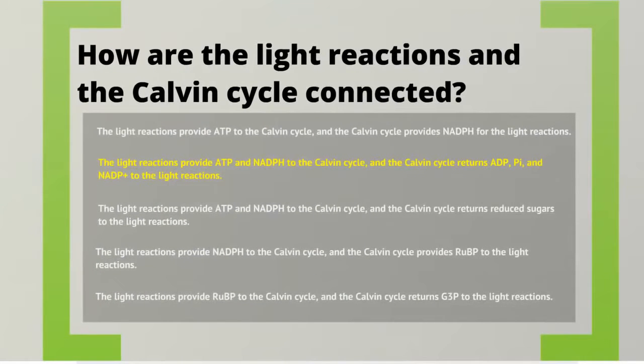Good job. The light reaction and the Calvin cycle work in a cycle with each other. They feed off of each other's products to create the reactants of the next cycle.